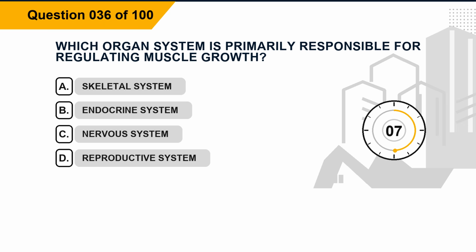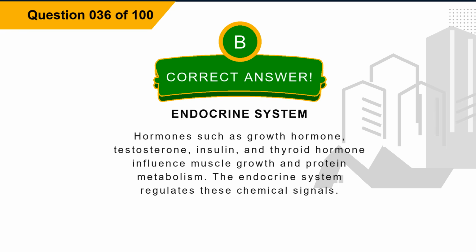Option A, skeletal system. Option B, endocrine system. Option C, nervous system. Option D, reproductive system. The correct answer is option B, endocrine system. Explanation. Hormones such as growth hormone, testosterone, insulin, and thyroid hormone influence muscle growth and protein metabolism. The endocrine system regulates these chemical signals.